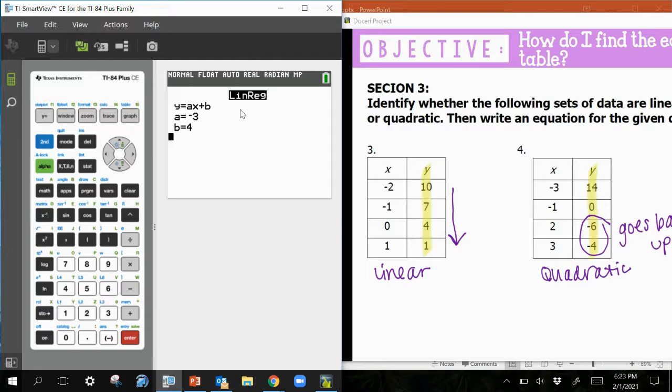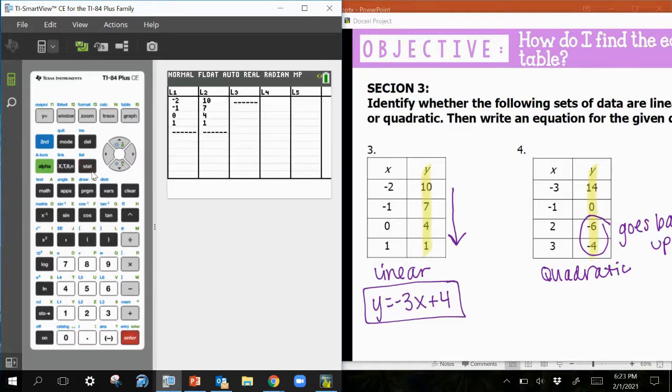So the a goes in front of the x, so my equation is going to be y equals, my a is -3x plus my b, which is 4. So the equation would be -3x plus 4. So the only difference with our quadratic equation is that we're just going to press a different calculate. So same steps, go to stat, edit, we need to put a new table in.